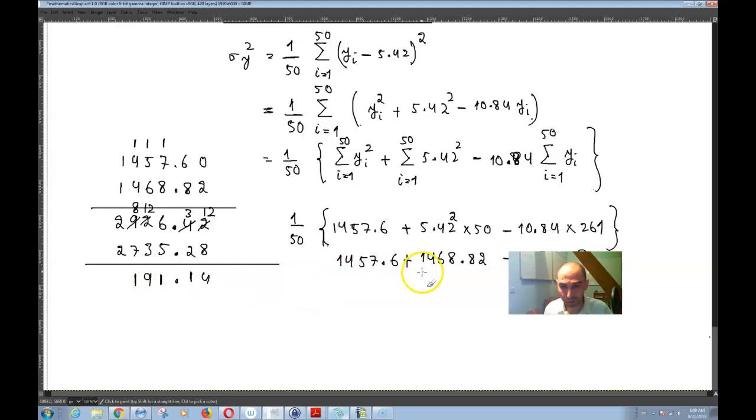191 times 0.14. So that's the same thing as 1 over 50 times 191.14. And let me add these numbers together quickly.